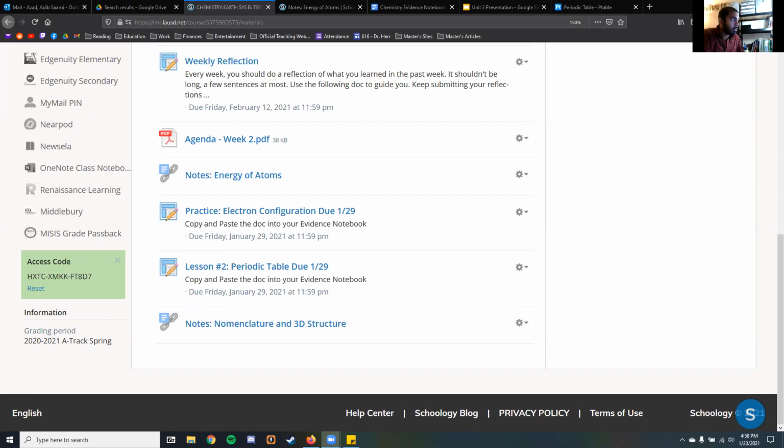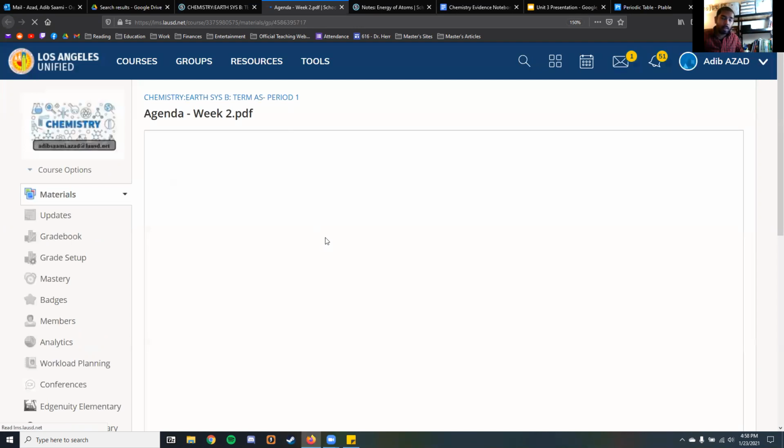In this week, we talked about the notes on energy of atoms. We practiced some electron configuration questions, and we started on lesson 2, the periodic patterns in the periodic table. Let's see, we did not get to the notes on nomenclature and 3D structure. And looking at the agenda, let's post that up right there.